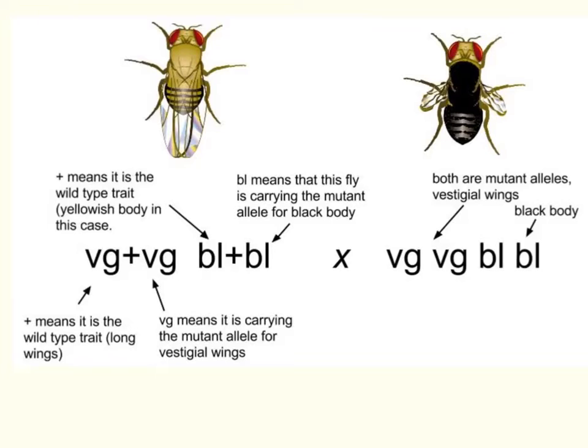Here we are showing a typical cross between two flies. On this we have the VG plus showing vestigial wings. This would be wild type. This would be carrying the vestigial gene. And so we would have a heterozygous normal fly for wings here. And here we have the BL plus showing wild type for color, and the BL here for carrying for ebony or black body. And so we have a heterozygous normal fly that we are crossing with a, right here we have vestigial or crinkled wings, and we have our black or ebony body.